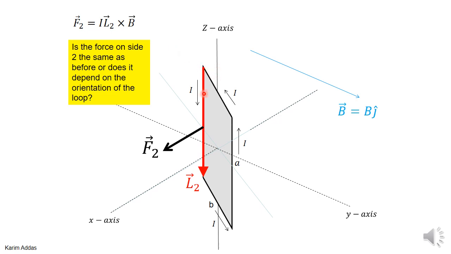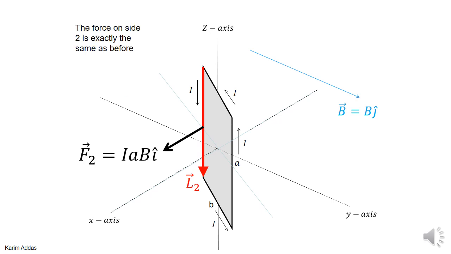So let's see. Again, the force on side number 2 is I L2 cross B. I is the same as it was when the loop was rotated. It doesn't change. L2 always points from here to here in the minus z direction, and it has a distance a. So it's exactly the same no matter what the orientation of the loop is. The magnetic field also is pointing in the j direction. So the force is exactly the same as it was when the loop was not rotated. So the force is IAB.